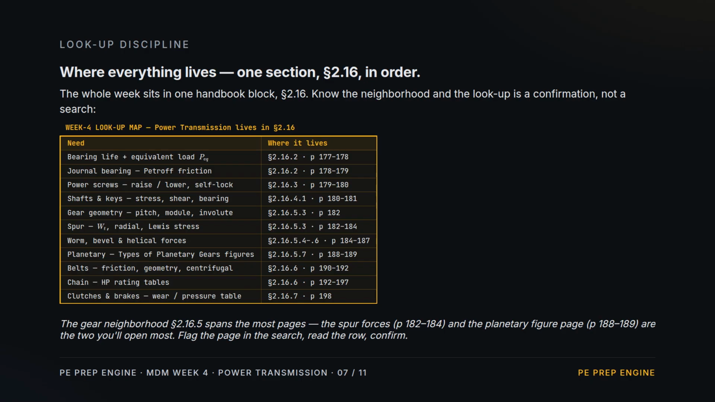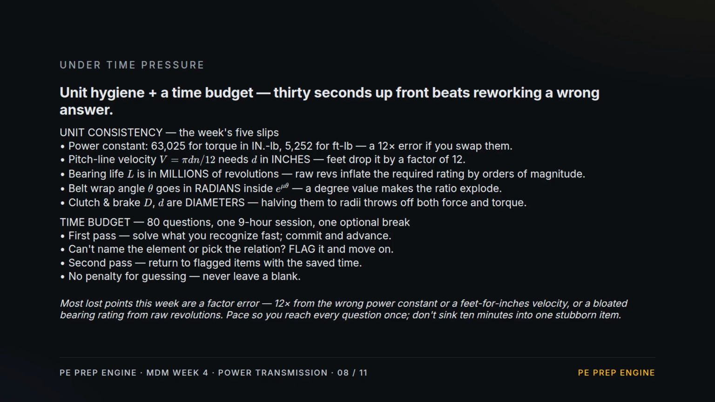Lookup discipline, where everything lives. All of power transmission sits in one handbook block. Bearings, then power screws, then shafts and keys. The whole gear family across a run of pages, with the planetary figure page in the middle. Then belts and the chain rating tables, and clutches and brakes to close. Know the neighborhood, jump to the page, read the row, and confirm. Never hunt mid-exam.